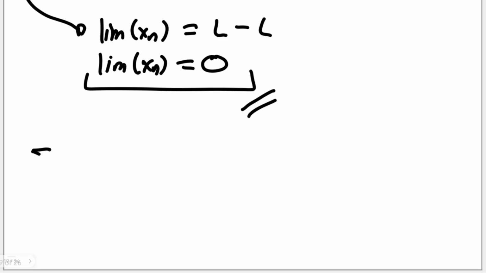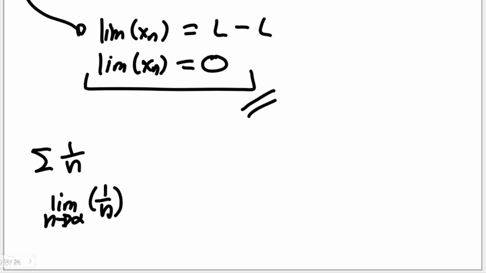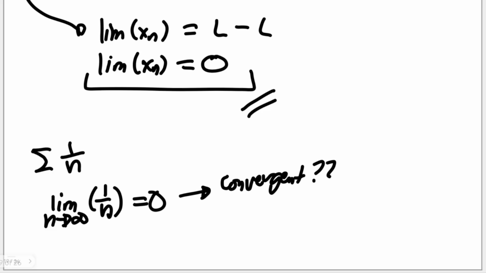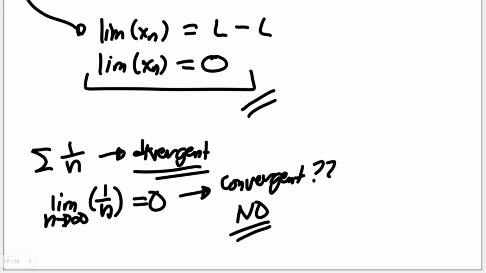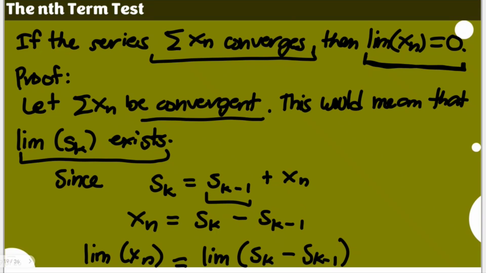Let us say we have here this series. This is a harmonic series, and the limit of 1 over n as n approaches infinity is actually equal to 0. But does this tell us that this is convergent? The answer is no. The harmonic series is a divergent series. So again, a limit of 0 doesn't guarantee convergence, because the statement starts with convergence and then proceeds with our limit being 0.